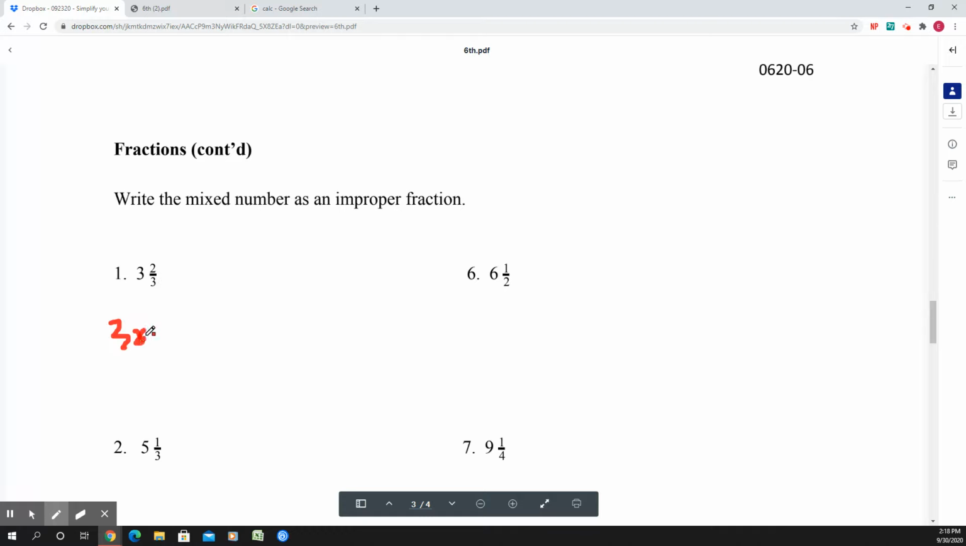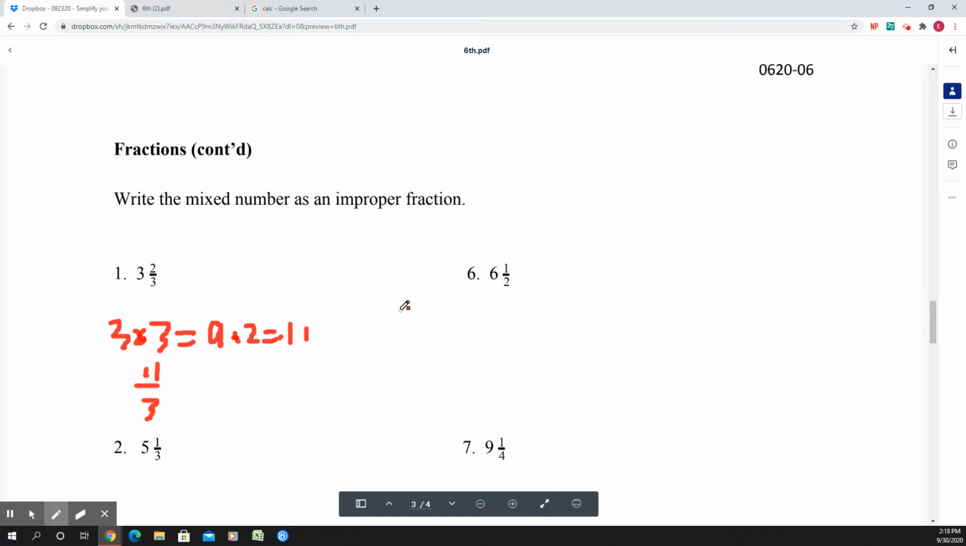3 times 3 is 9. And then you add the numerator, which is 2, to get 11. And then you put 11 all over the denominator, which is 3. So the improper fraction of 3 and 2/3 is 11/3.